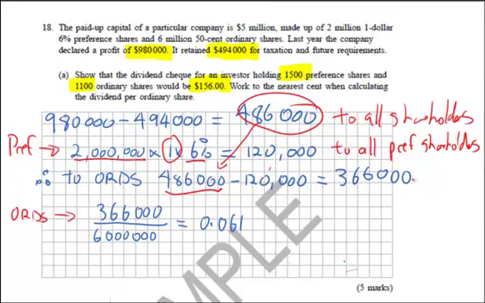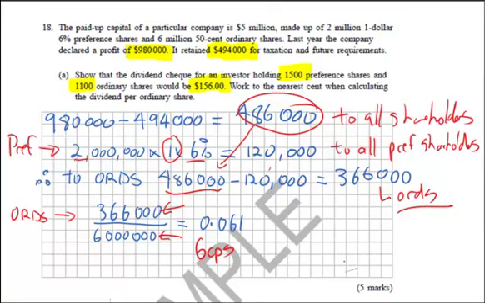Take away 120,000, gives you 366,000. That goes to all the ords, okay, all the ordinary shareholders. So to work out the div per share, you just get the amount of money they've got divided by the number of shares, which is 6 million, which gives you 0.61. So it's around about 6 cents per share.